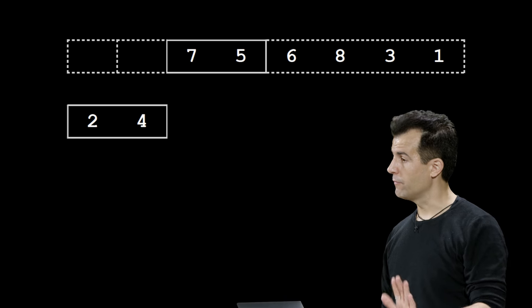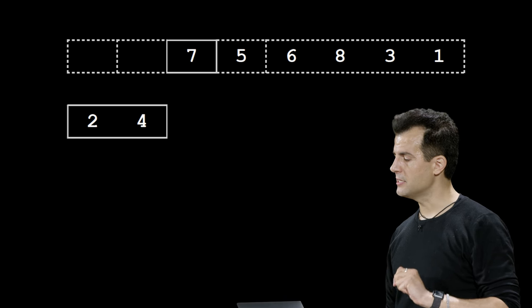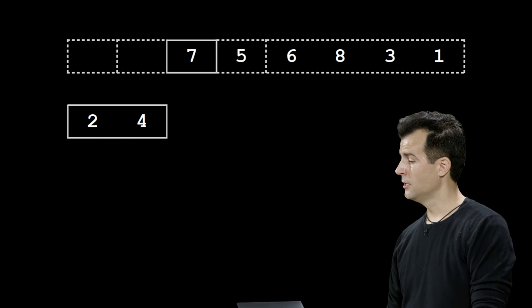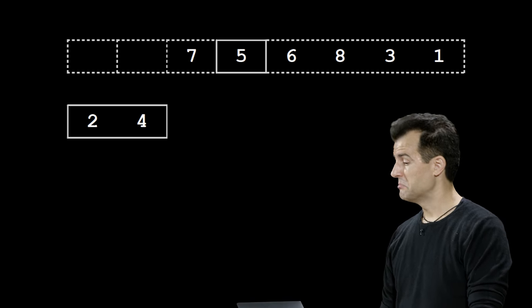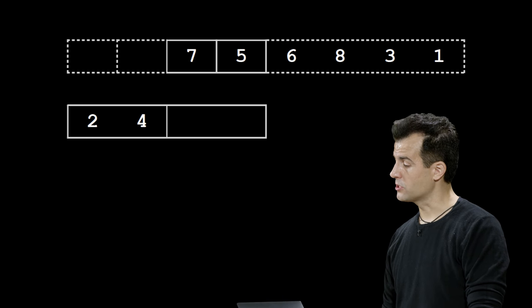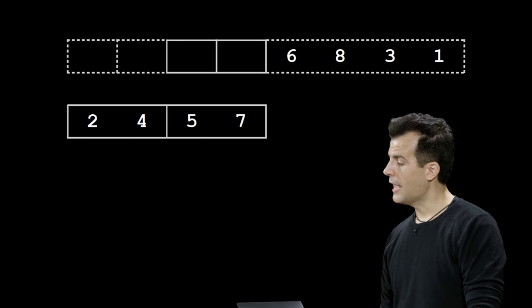Now let me mentally rewind. How did I get to 4 and 2? Well, I started with the left half, then the left half of the left half. Let me now do the right half of the left half, if you will. All right, let me divide this again. 7, list of size 1, is it sorted? Yes, trivially. 5, is it sorted? Yes. 7 and 5, let's go ahead and merge them together. 5 is, of course, going to go here. 7, of course, is going to go here.